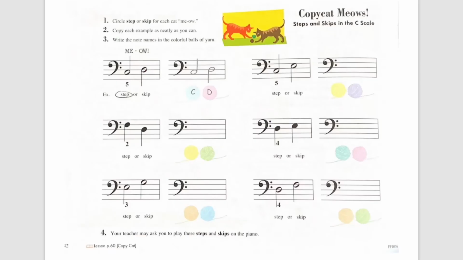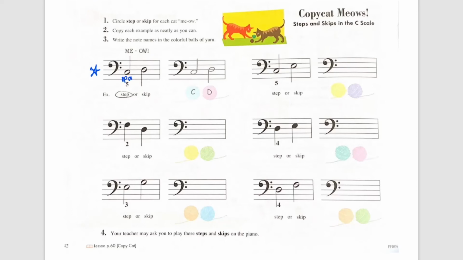Your page should look like this. Copycat Meows has several steps to it. In the first step, we will be determining whether each interval is a skip or a step. Then we will copy that interval into the staff right next to it, and finally we will identify the note names. The first one has been done for us as an example. Let's go over it with them.